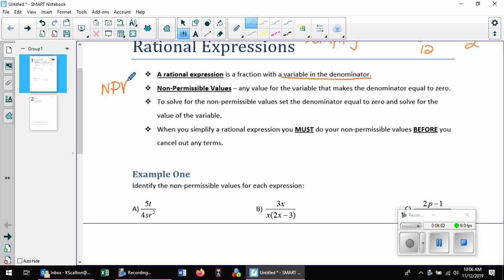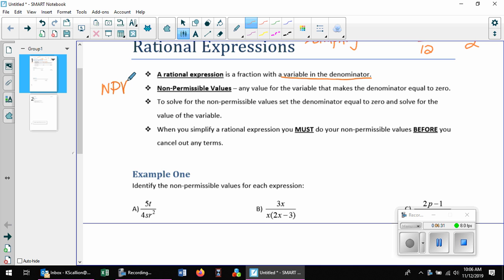It's kind of like when we did the non-permissible values, or the restrictions, as we call them, under the root sign. Because we knew roots had to be greater than or equal to 0. They couldn't be negative numbers. Same sort of thing here, but this one's actually nicer to do because it's not an inequality. It's an actual, my denominator cannot equal 0. So this is the easy part. Set the denominator equal to 0 and solve for the value of the variable.